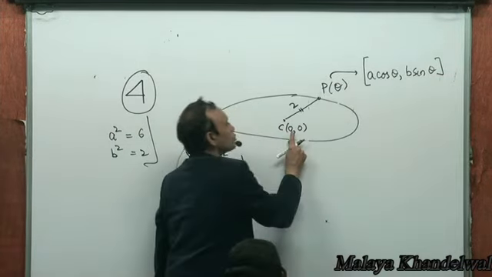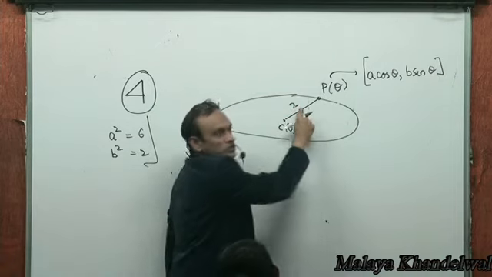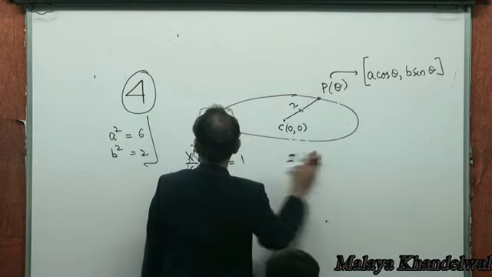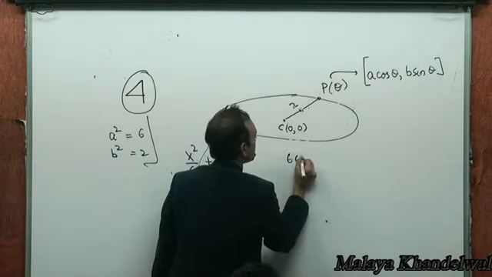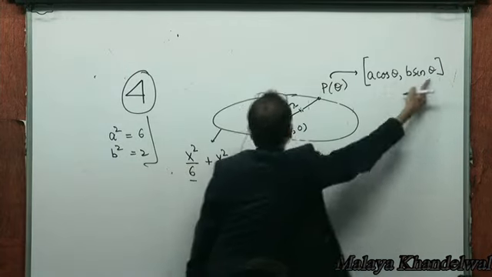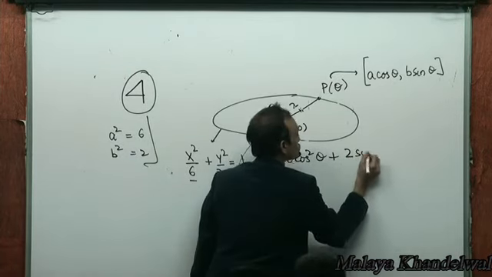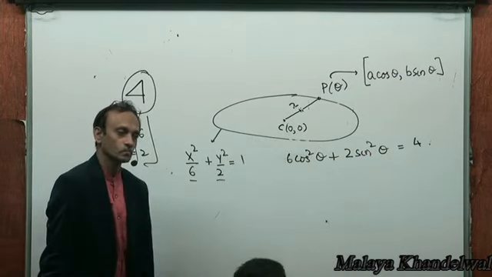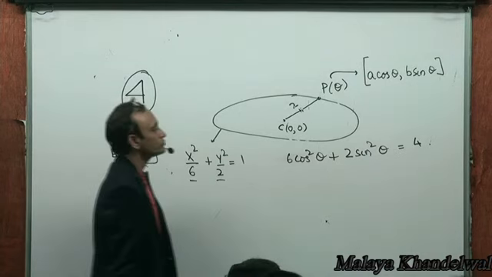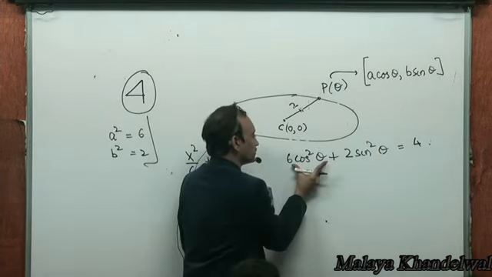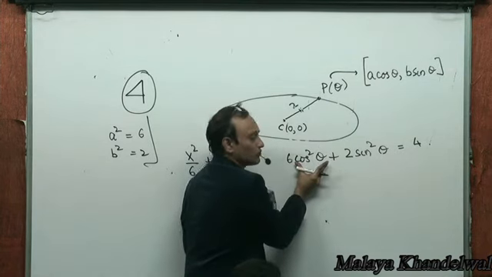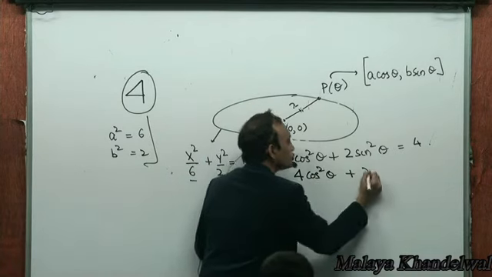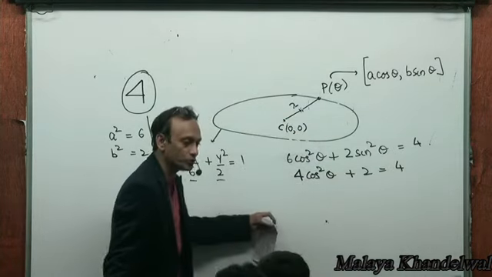Now, the distance between these 2 points is 2 units. So the square of the distance will be 4 units. So, using the distance formula, a squared means 6 cos squared theta plus b squared means 2 sin squared theta must be equal to 4. Isn't it? Now, 2 cos squared theta will get absorbed with 2 sin squared theta, leaving me with 4 cos squared theta plus 2 equal to 4. Yes or no? I hope you understand this.